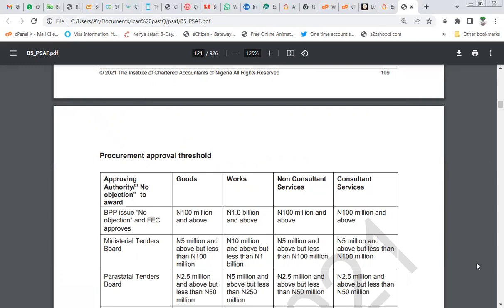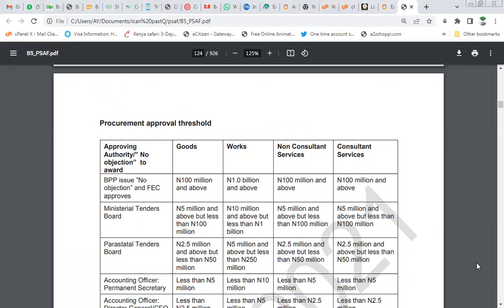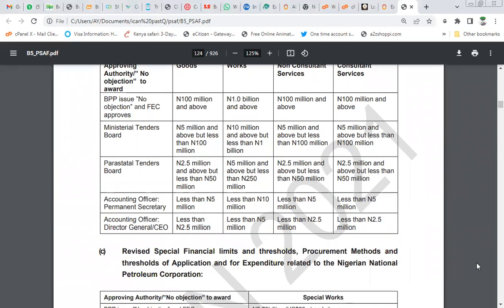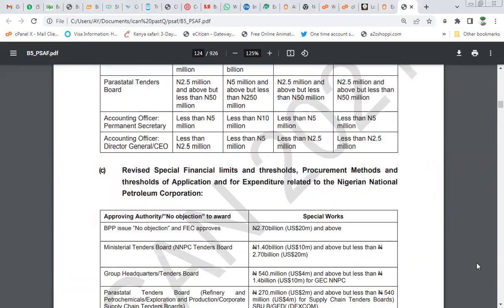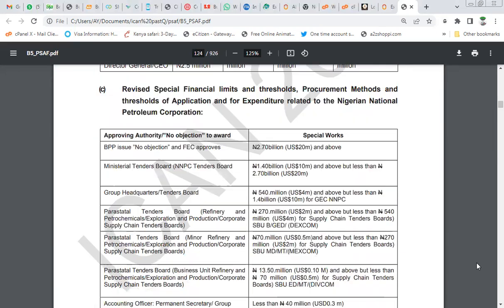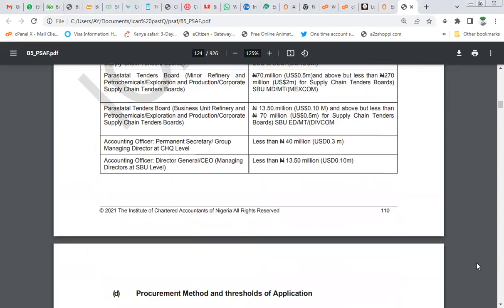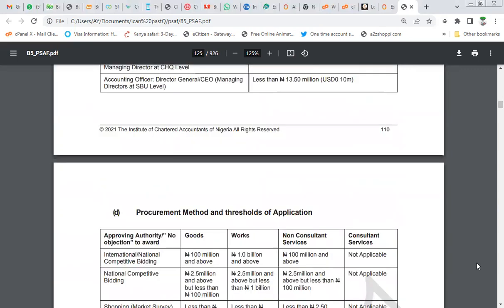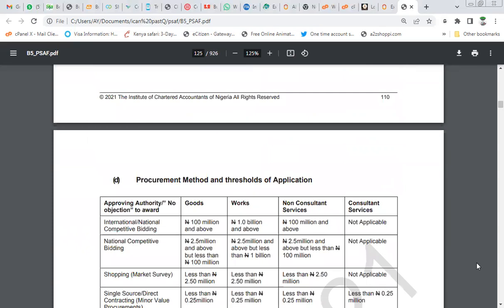So don't say because NNPC probably on their own can award a contract above 100 million, NTA should also award a contract above 100 million. No, they are not the same category or size. So we have the revised special financial limits and threshold, procurement method and threshold of application, and for expenditure related to the Nigerian National Petroleum Corporation. Procurement method or threshold for application. So let's continue.